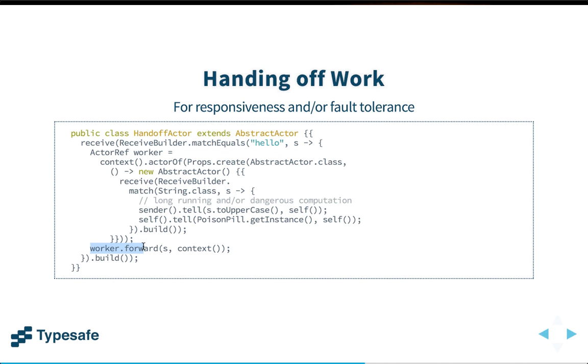And since we here take the worker and forward our message to him, when he replies to the sender, it will be the original sender of the message. So we can basically just forward messages to actors and they will reply to the original sender. The original sender of the message doesn't have to know that it's not us doing the computation. So you can keep your actor responsive by handing off work to workers or sub actors.